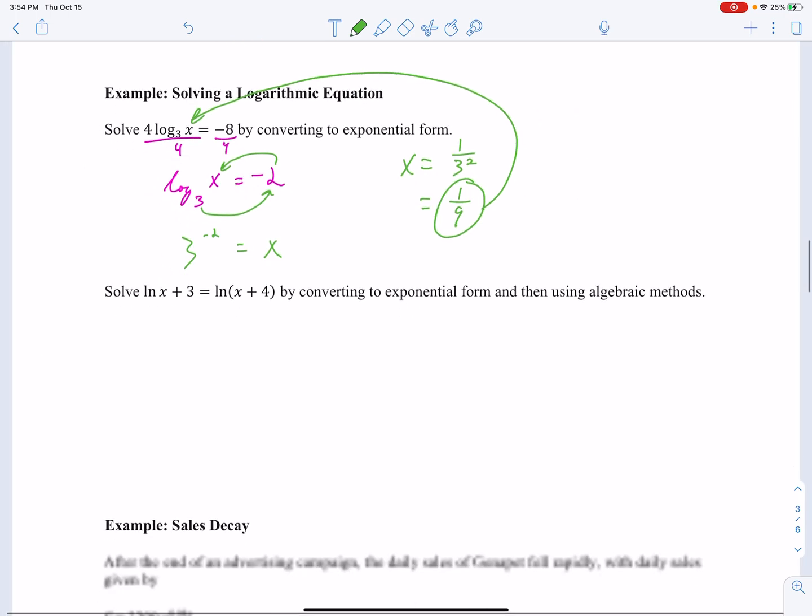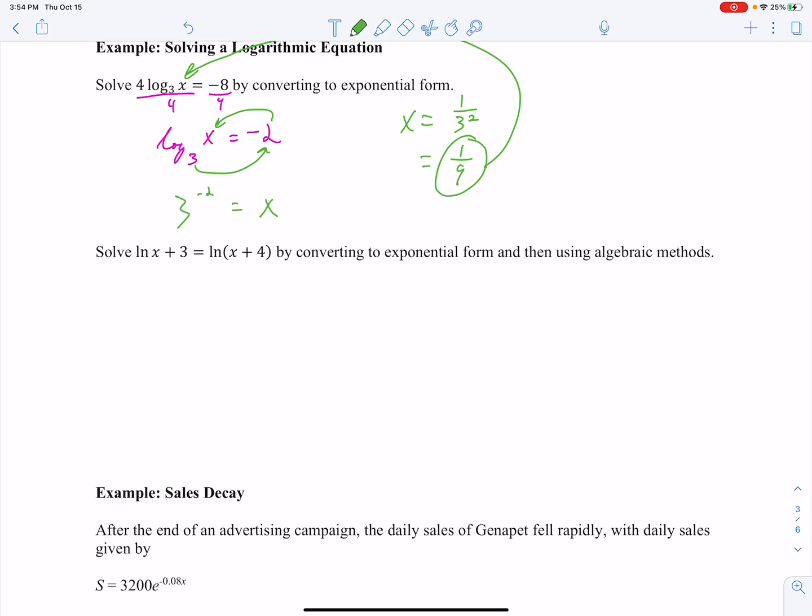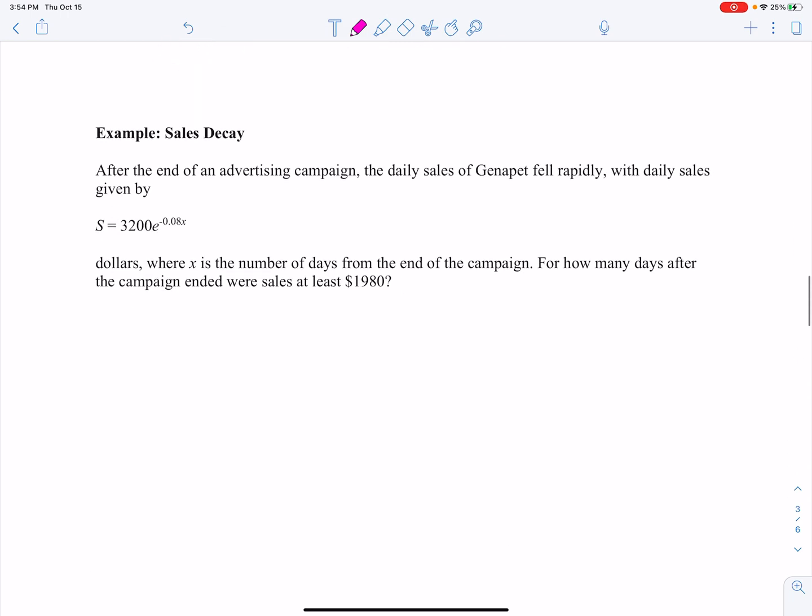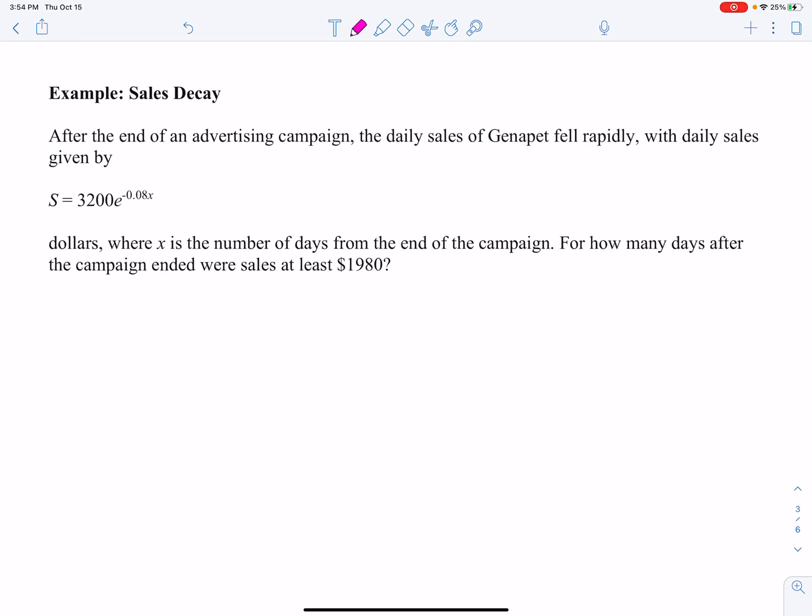All right, now this next one, we're actually going to skip. So we're going to go on to example sales decay.